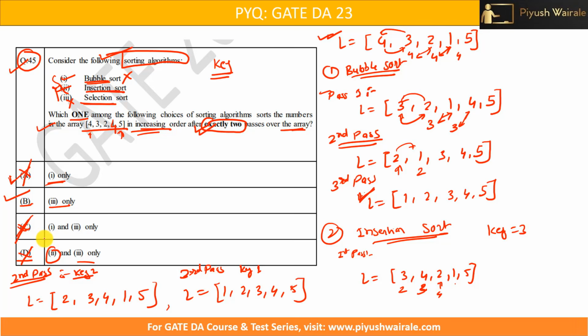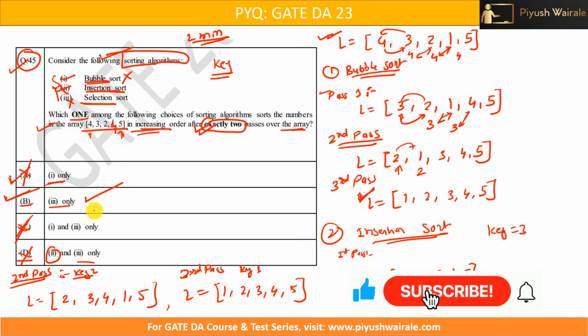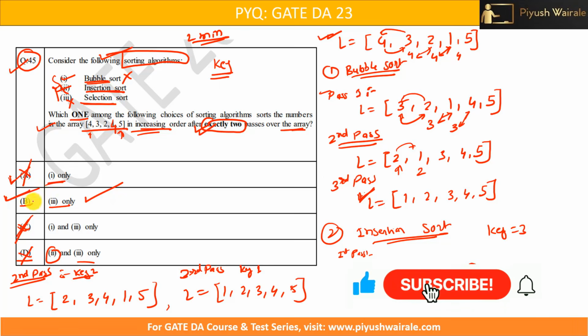Now we should know what happens in the case of insertion sort. If we apply the insertion sort algorithm, we'll see that after the second pass we are not getting the sorted array. So option B is correct here. This question can be solved within 2 minutes. It is a 2-mark question, but you should know how these algorithms work. So option B is correct. This is regarding bubble sort, insertion sort, and selection sort. I have discussed this in detail in my course along with the Python implementation of all 3 algorithms. You can watch that also. I hope you understand this question and how we got the correct option B.